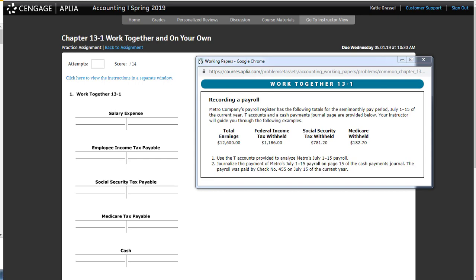Now the other one we have, Social Security. I'm abbreviating it because I'm going to write it full out over here. What is Social Security's account title going to be? Yes. Not for the test. So Medicare is going to be yes.